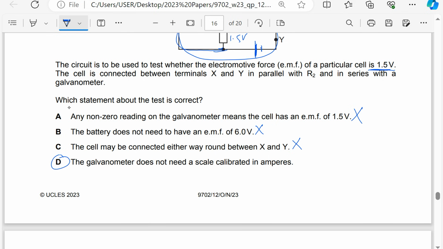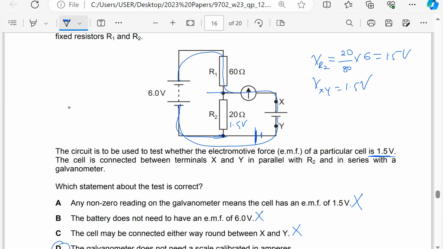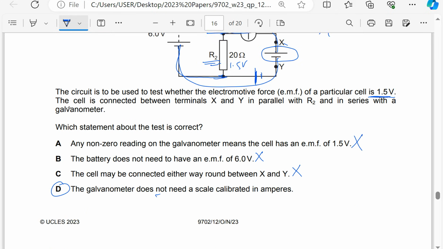The galvanometer does not need a scale calibrated in amperes, because if the PD across R2 is 1.5, then the galvanometer gives no reading. The pointer remains in the same position, in the 0 position. It means the EMF of the cell is the same as the PD across R2. So even if we don't calibrate the galvanometer, it will still be useful. We just need it to give a 0 reading.